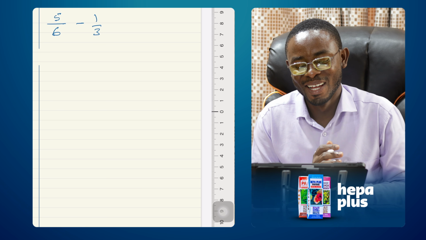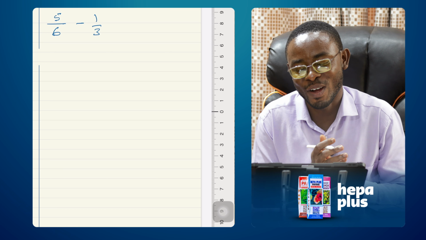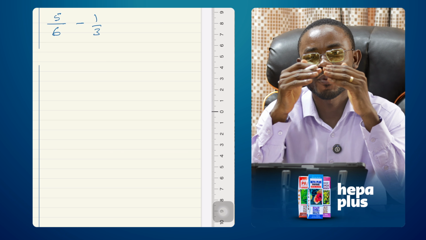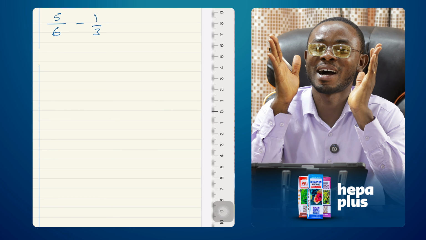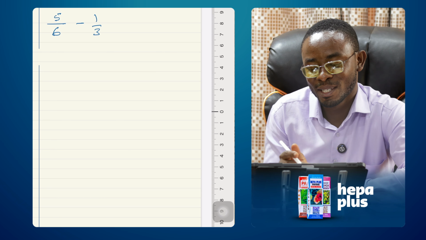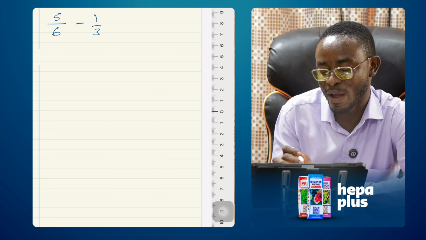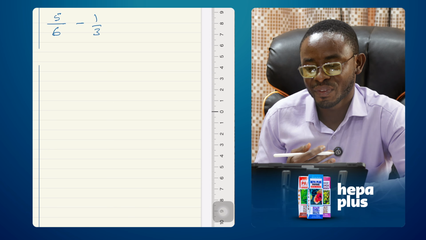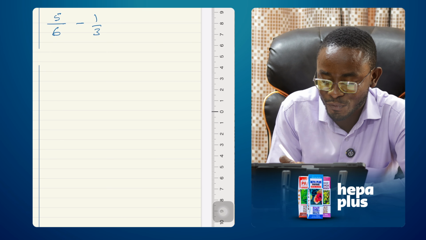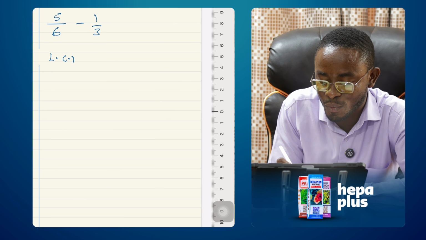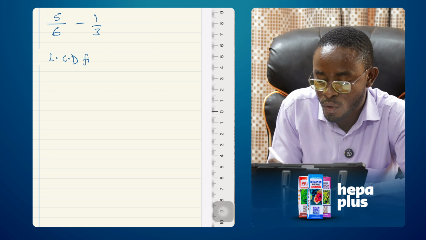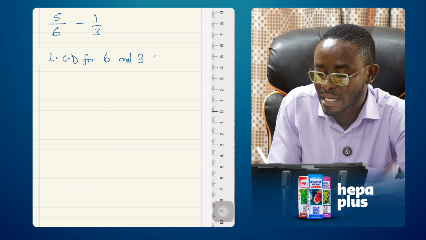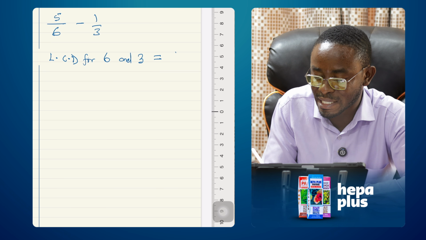Now, we will still try to find our least common denominator. Here, the number on top is the numerator and the number below is the denominator. So for 5 over 6, 6 is the denominator, and for 1 over 3, 3 is the denominator. Let us find our LCD, least common denominator, for 6 and 3. Obviously, the answer is 6.